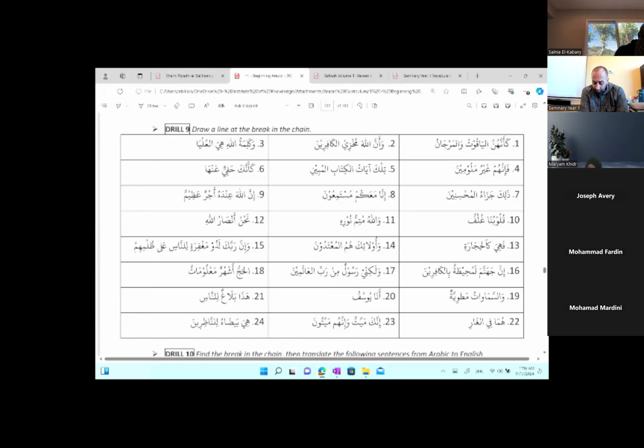Number 18, Abdurrahman, اقرأ. الحج أشهر معلومات. Where's the break in chain? Yes, between al-hajj and ashhurun. Al-hajj ashhurun ma'lumat means hajj is during well-known months. Ashhurun is months, and ma'lumat that which is known or well-known. So that hajj is during well-known months.